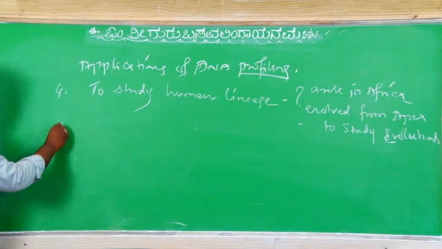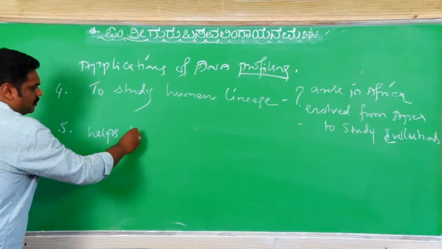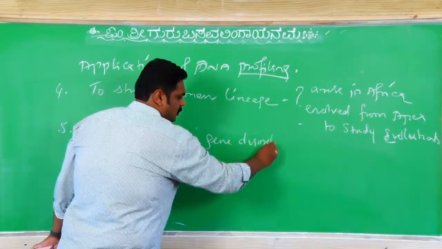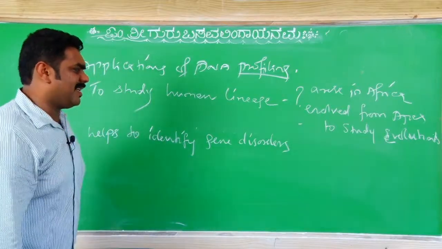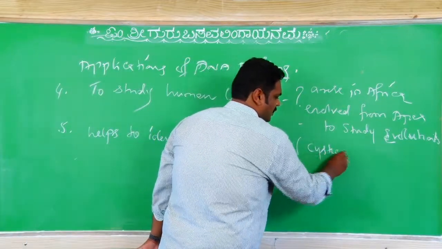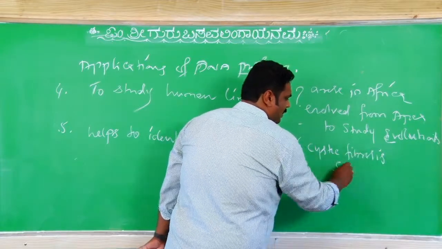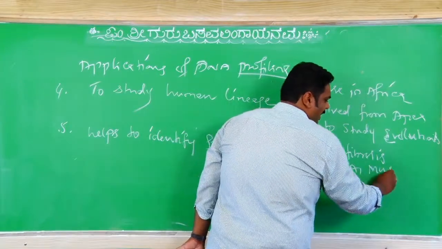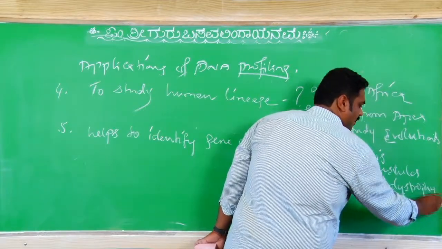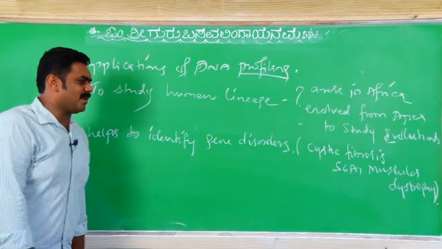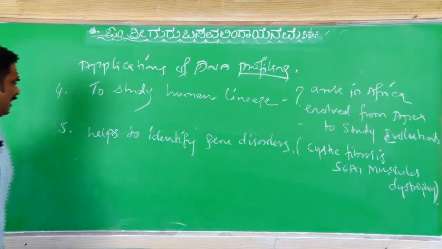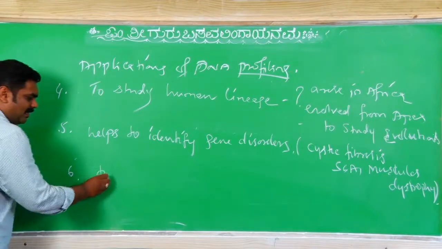DNA fingerprinting helps to identify gene disorders. How it helps to identify gene disorders, might be something called cystic fibrosis, sickle cell anemia, muscular dystrophy, etc. Cystic fibrosis, sickle cell anemia, muscular dystrophy, and to understand and study a certain number of gene disorders.